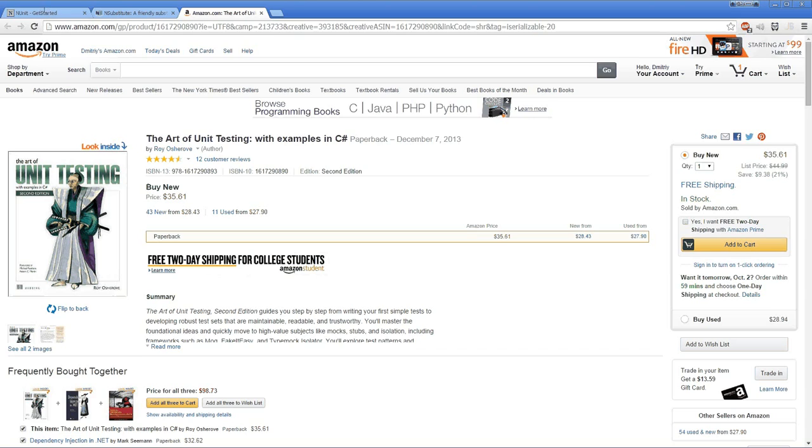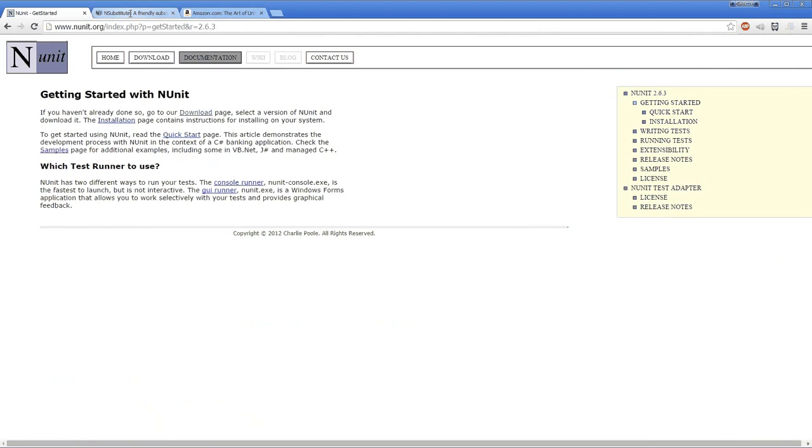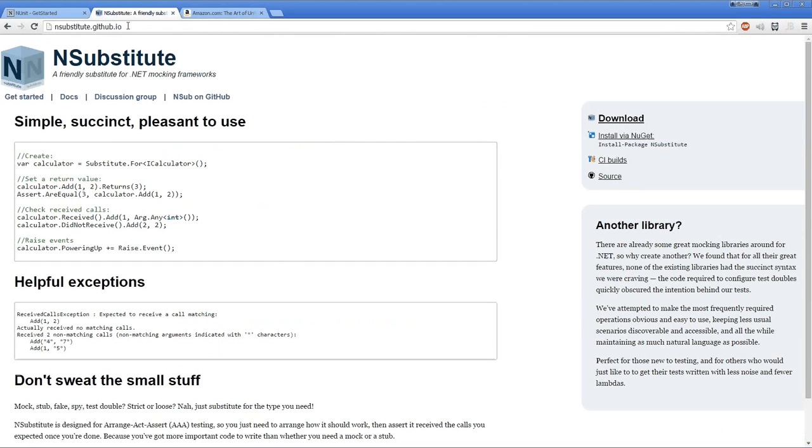Today we are going to talk about unit tests and unit test frameworks. I'm using NUnit and NSubstitute for a unit testing routine and suggest you use them too. You can find a lot of information about NUnit and NSubstitute on their homepages. Try to Google it by yourself.